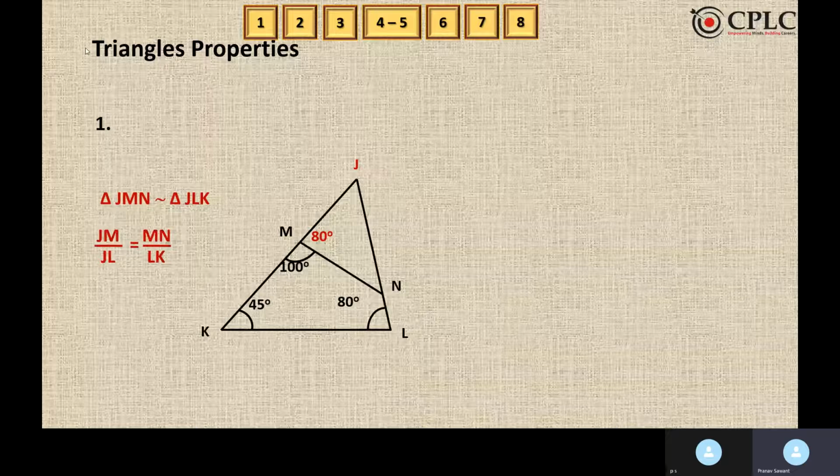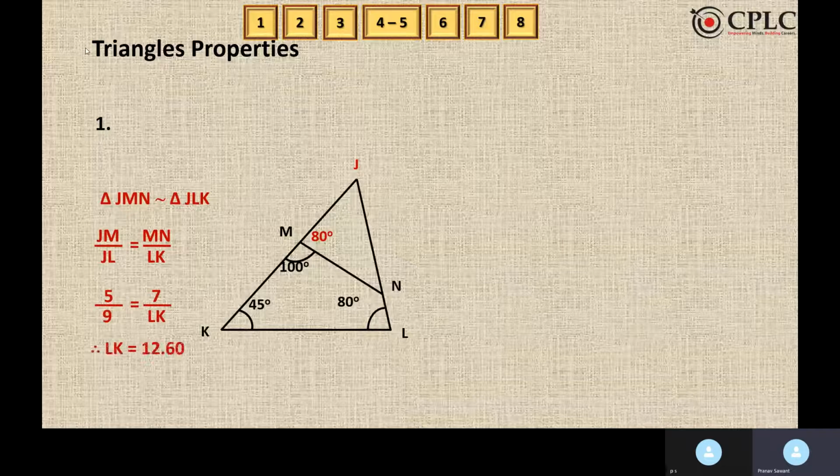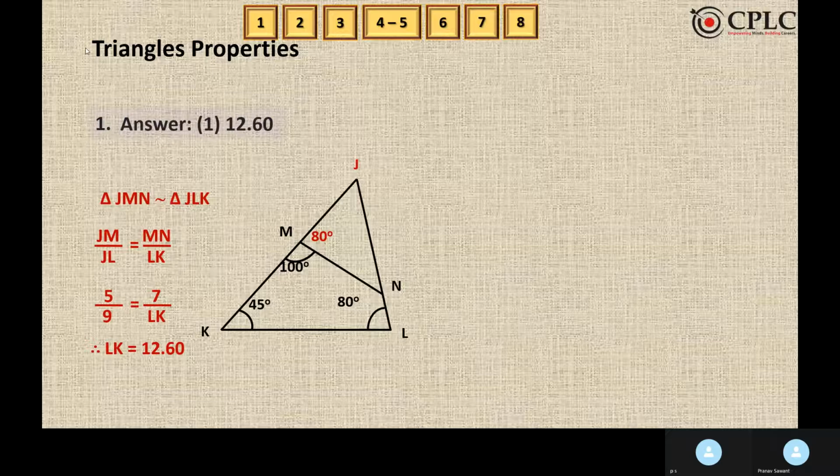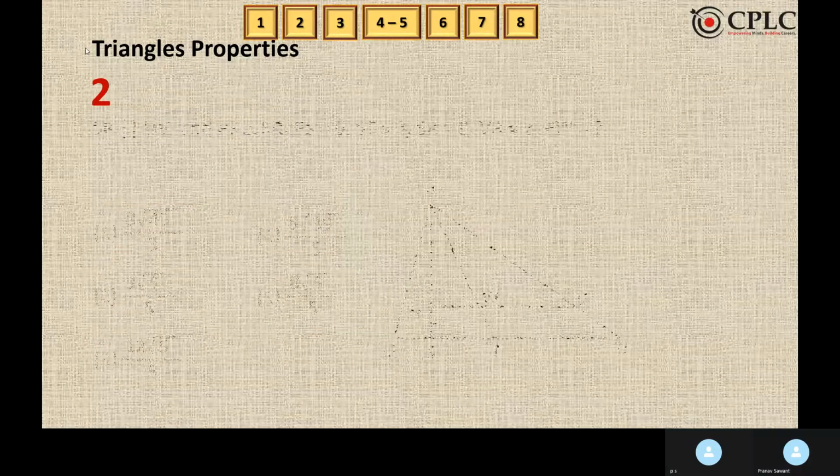So, by applying the property of similar triangles, we can say that JM upon JL is equal to MN upon LK. Now, substituting the values, we'll get this. And by solving this, we'll get the value of LK as 12.60. Hence, LK is 12.60. So option 1 is the answer. Moving to the next question.